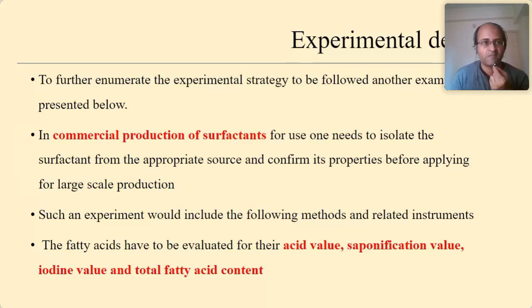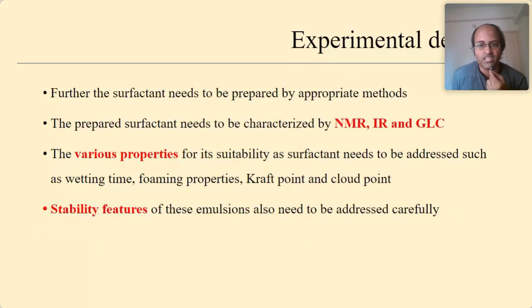And the fatty acids made have to be analyzed for their various physicochemical properties like acid value, saponification value, total fatty acid content, and others. Once you have those done, then we proceed to the next step of making the surfactant. Then we make the surfactant by an appropriate method. Then we need methods like NMR, IR, and GLC, which have to be utilized for characterizing the surfactant.